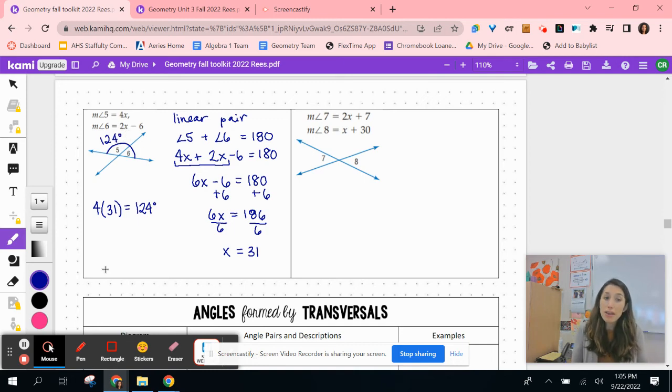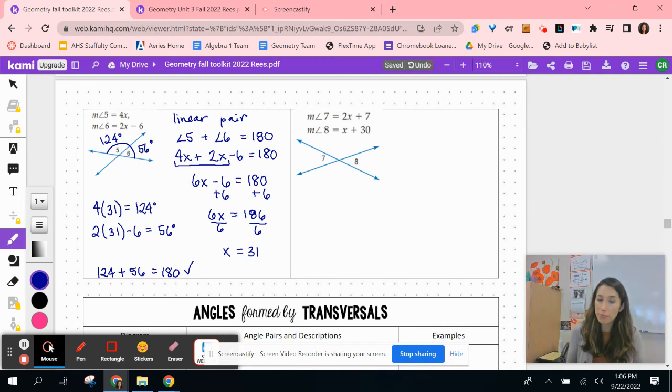Okay, now we want to find the measure for angle 6. We're going to do 2 multiplied with our x value 31, and we're going to subtract 6 from that. So let's do 2 times 31, and then minus 6. That's going to give us 56. And I'm going to add that to my diagram. Now, the last thing you might want to do to make sure and check that these angles add up to 180 is if you did 124 plus 56, does that equal 180? And it does. So we know that we have solved for x properly.